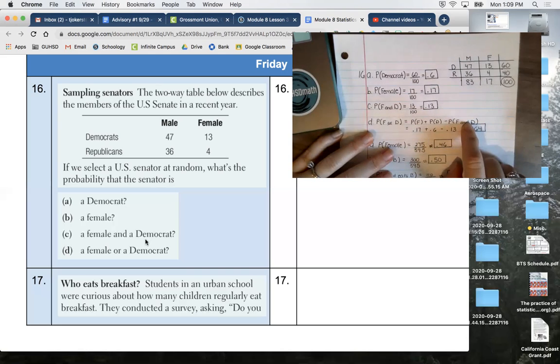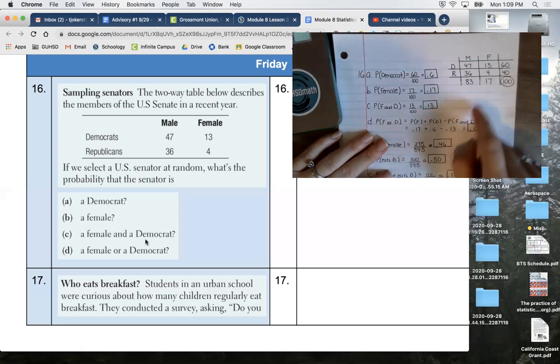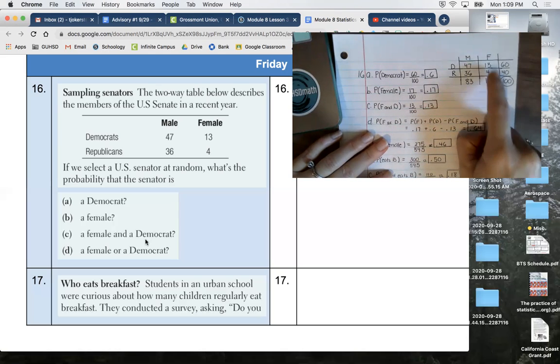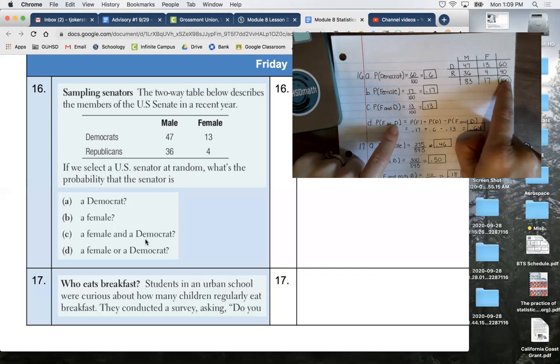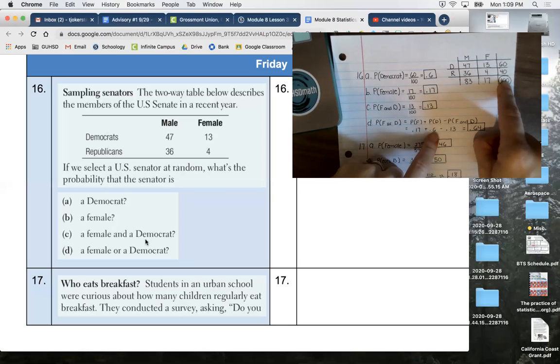Let me explain why. So I'm going to take my 17%. So my 17, the probability, I'm going to say, what's the probability of being female or Democrat? Well, I have 17 females out of the 100. Plus the probability of being Democrat, I have 60 out of the 100. So I'm going to add the 60%.